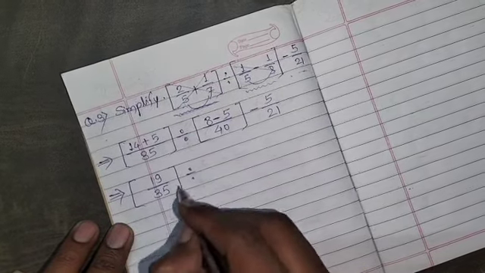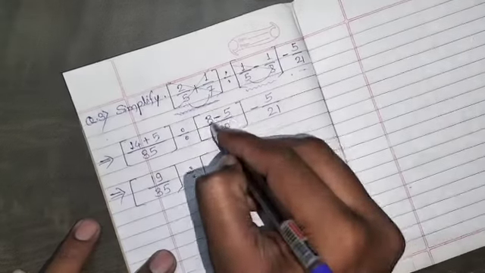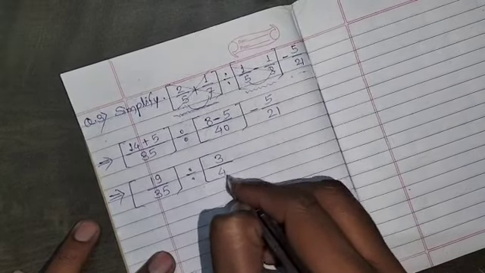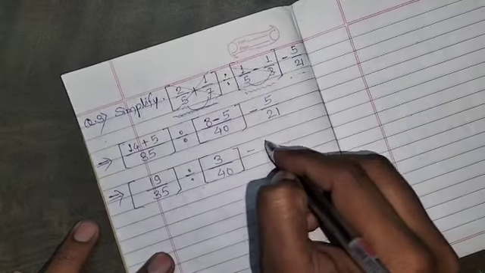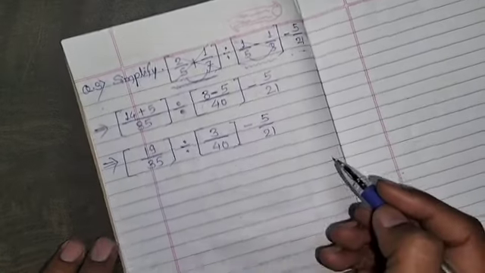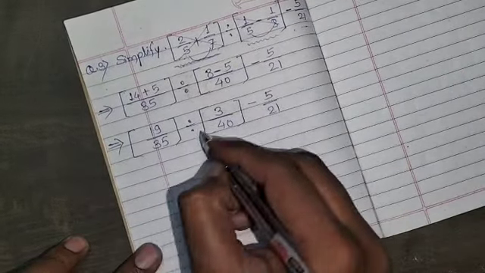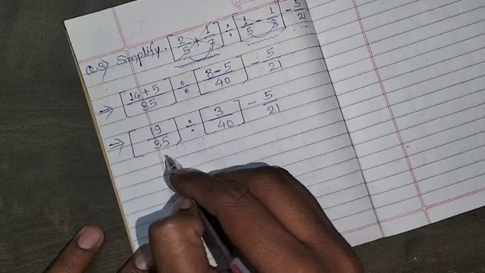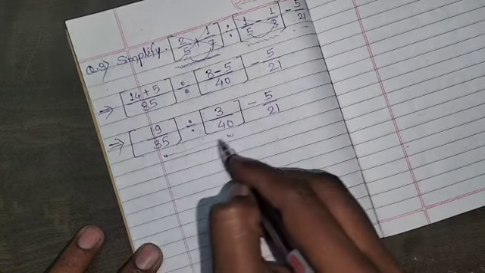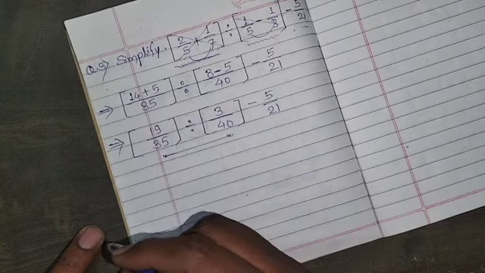Now next simplification is 14 plus 5 is 19 upon 35. In the second bracket, the division remains as it is. In the second bracket, 8 minus 5 is 3 upon 40, minus 5 upon 21, keeping as it is. Now here this is the fraction, this is the fraction, and in both the fractions there is a division operation.